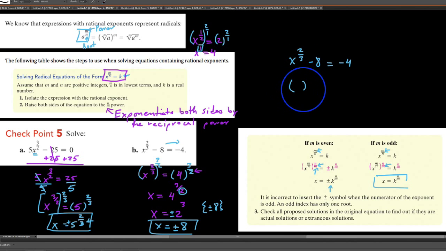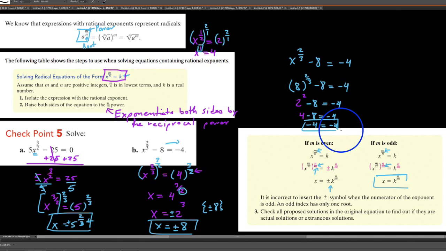So if I plug in now a positive 8 to the 2/3 minus 8 is negative 4. What we see is this. I would take the cube root of 8. The cube root of 8 is 2. So I still have to take 2 to the second minus 8 equals negative 4. And 2 to the second is 4 minus 8 equals negative 4. It does seem that we get negative 4 is equal to negative 4. And that checks out.